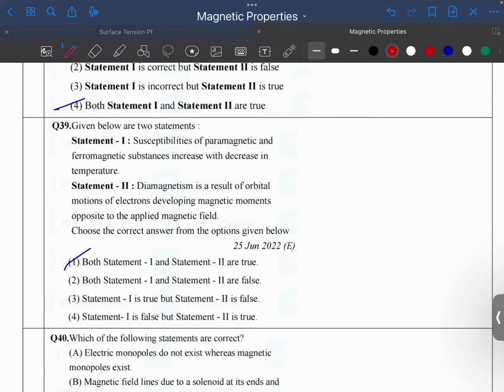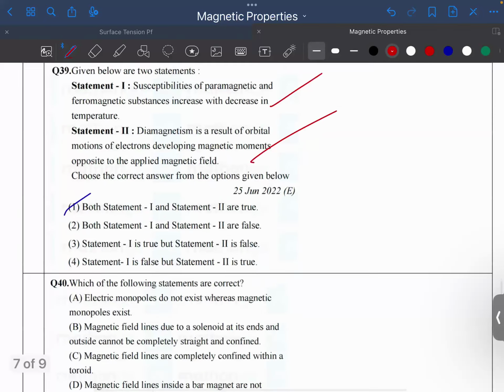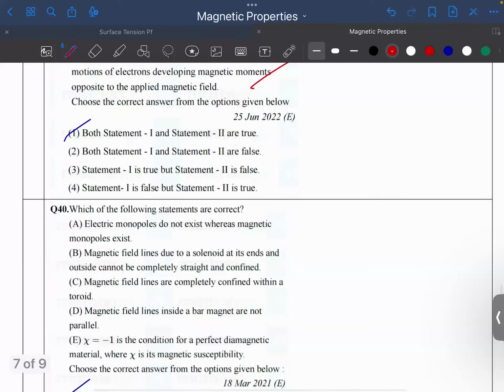Given below are 2 statements. Susceptibility of paramagnetic and ferromagnetic substances increases with decrease in temperature. Correct, because they obey the temperature law. Diamagnetism is a result of orbital motion of electrons developing magnetic moments opposite to the applied field. Correct.